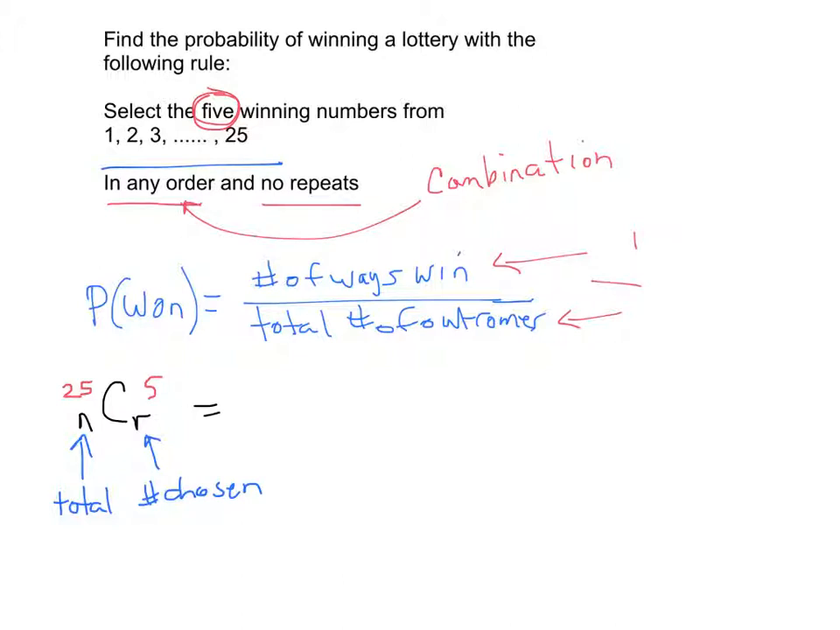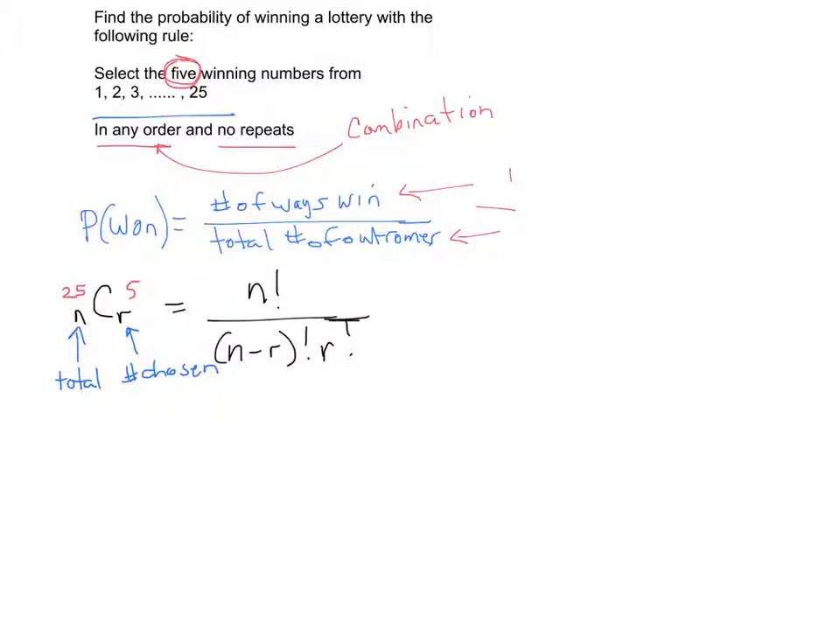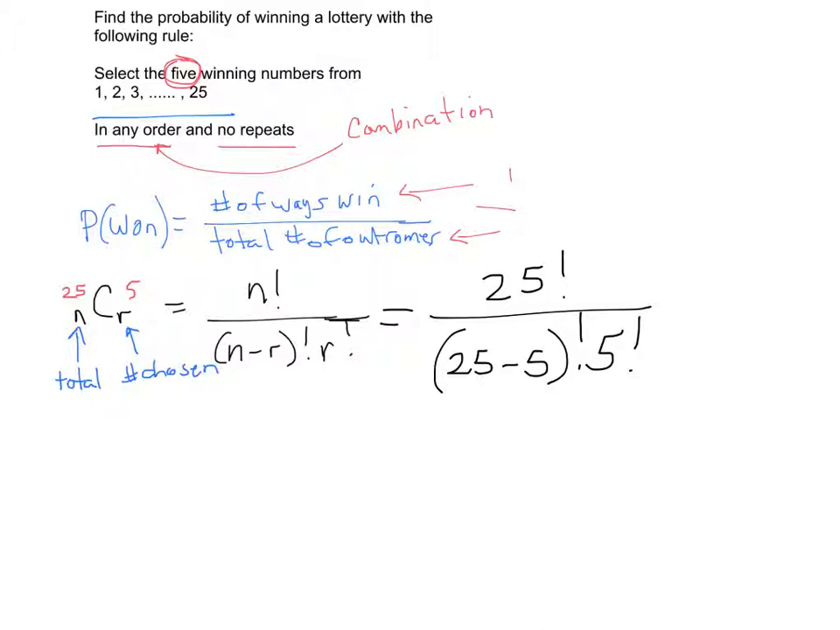So I simply plug this into the formula: n factorial over n minus r factorial times r factorial. Now you just plug everything into it. Well, there's an easier way, but it's a good idea to understand the formula the first time, so let's go through it. So I see my n is 25, so 25 factorial over n minus r factorial times r factorial. All I've done is taken these values and plugged them into my formula.